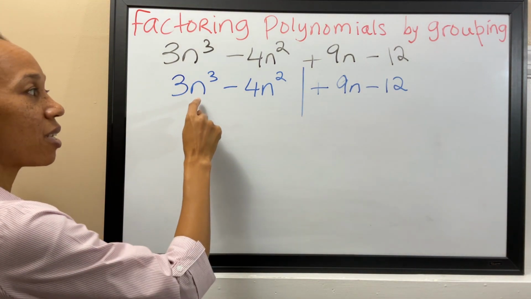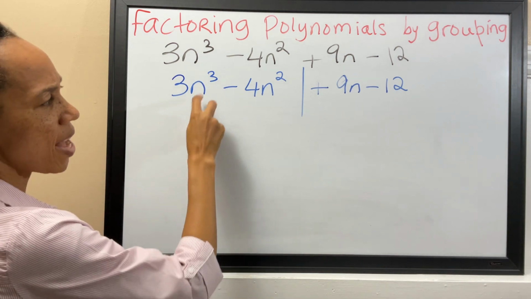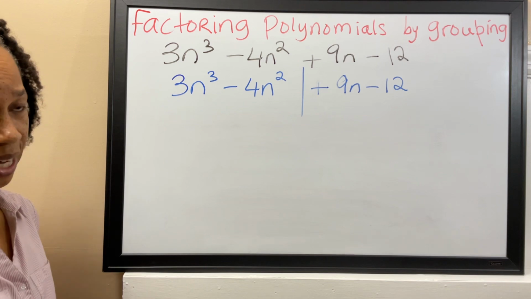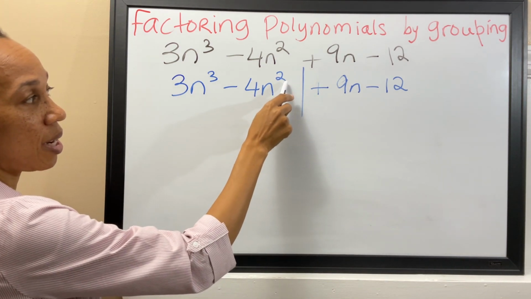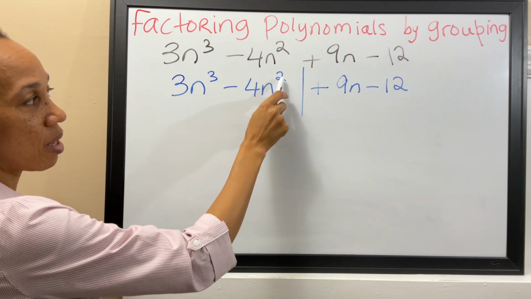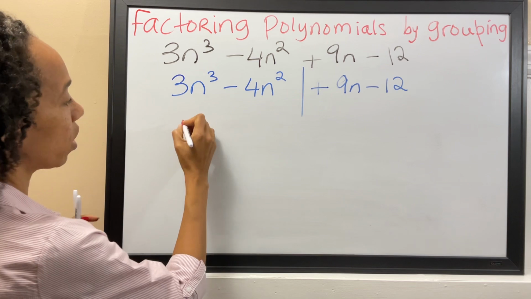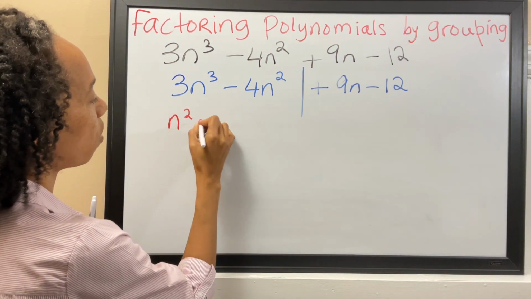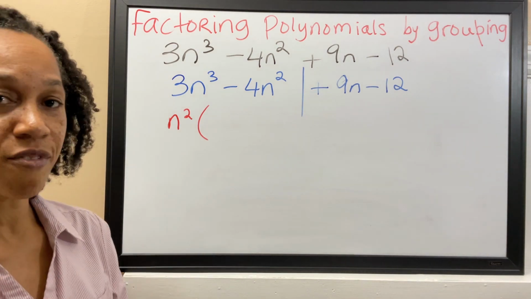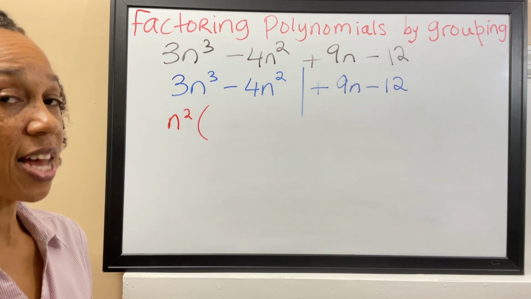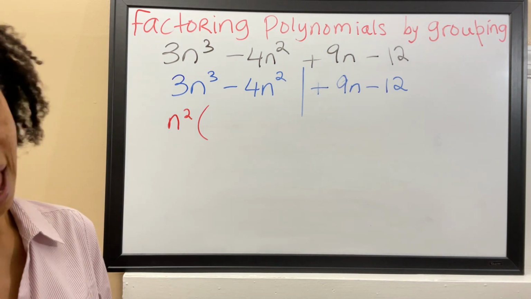But looking at the variables, we have n to the third power and we have n to the second power. We can take out the one with the lower exponent, which here would be n to the second power. So we're going to take out n to the second power. Now one thing I must say to you is that not every expression has the variable x. In this case you have the variable n. It could be any letter of the alphabet.